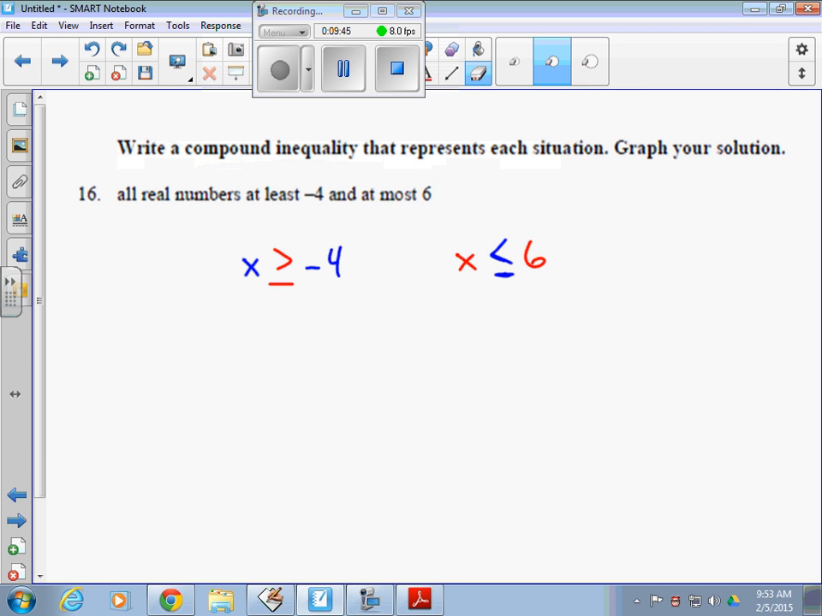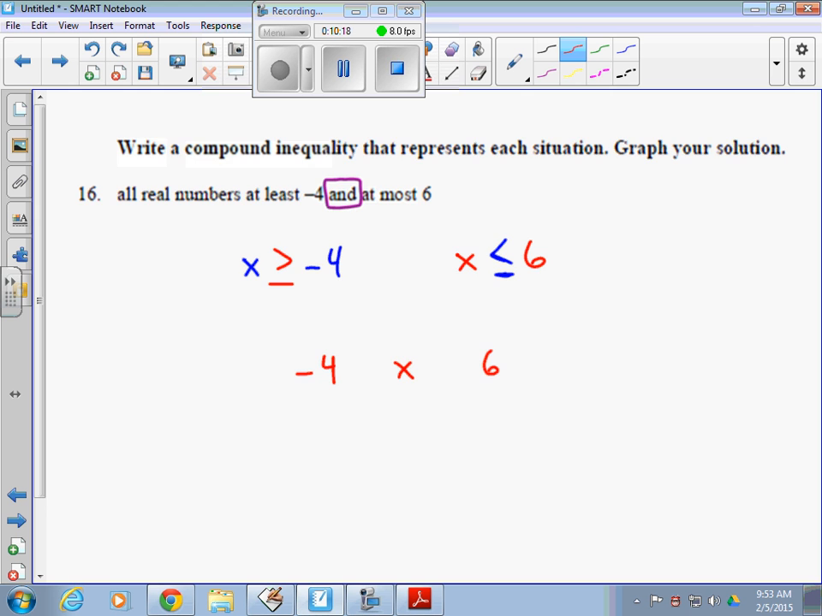Now here's the key to the last part, to put them together. The key is this little tiny word "and" right here. If it had said "or," we would leave it just like it is and we would write the word "or" in the middle and be done with it. But it doesn't. It says "and." And means the variable is going to be in the middle. X is going to be in the middle. Put the bigger number on the right. Put the smaller number on the left. We have to put two inequality symbols between the variable and the 6 and the -4.